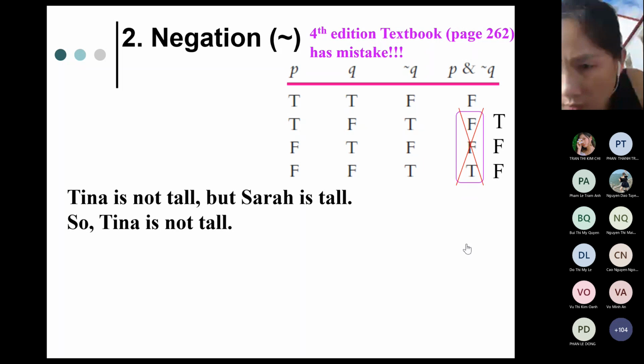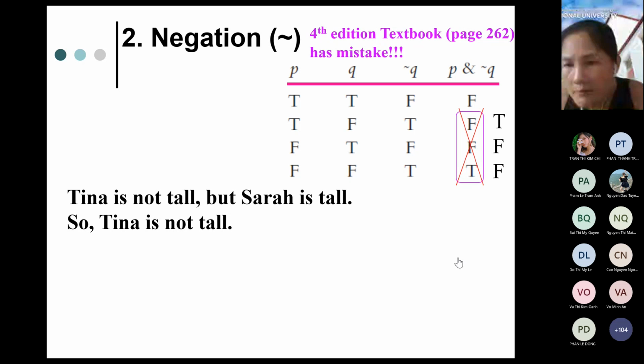Similar with Hải Yến, do not put the negation P into the line of the name. So you need only, like Minh Tú, P means Tina is tall, Q means Sarah is tall, and then you make the conversion into the later part, to the below one.